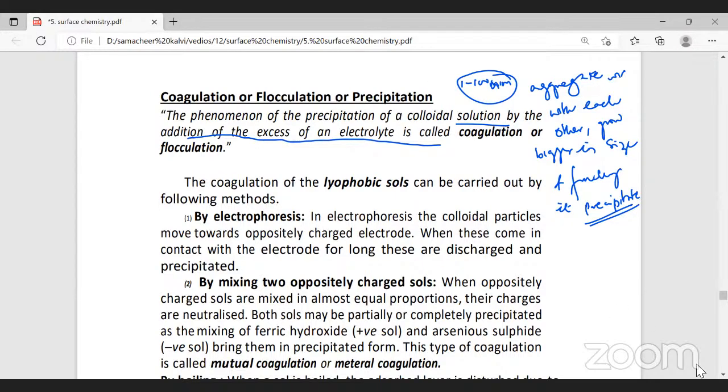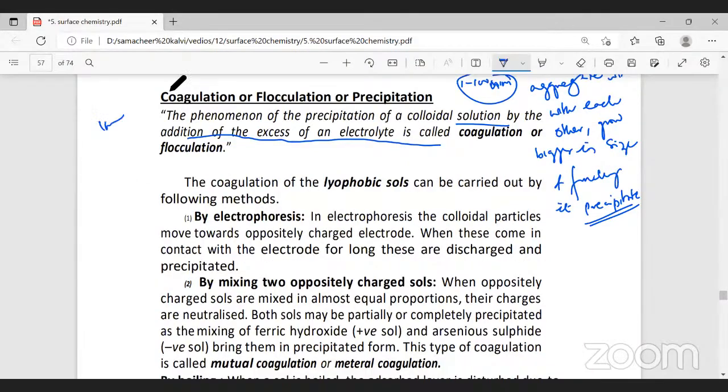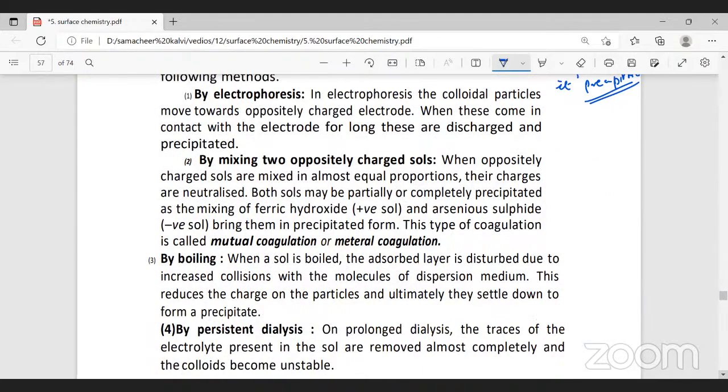Colloidal particles are very small in size. These colloidal particles can combine with each other to form a bigger particle, and the size keeps on getting bigger, and finally they become a precipitate. That process is called coagulation. Coagulation or flocculation is also very important for your exams. The phenomenon of precipitation of colloidal solutions by addition of excess of an electrolyte is called coagulation. Coagulation of lyophobic sols can be carried out. The methods of coagulation we do not have in our syllabus, so not to worry about it.